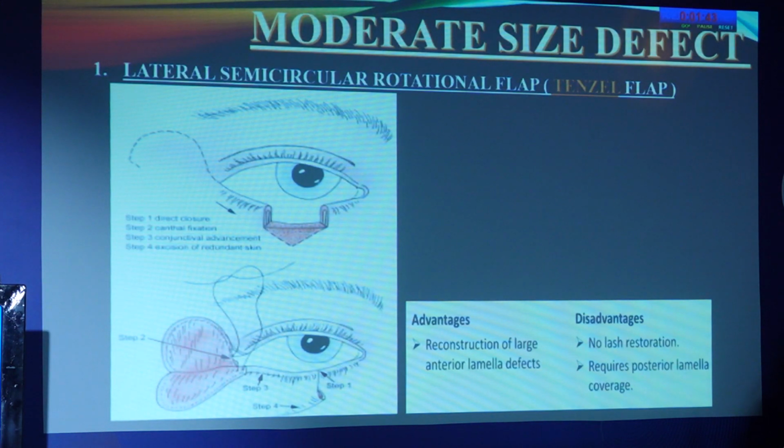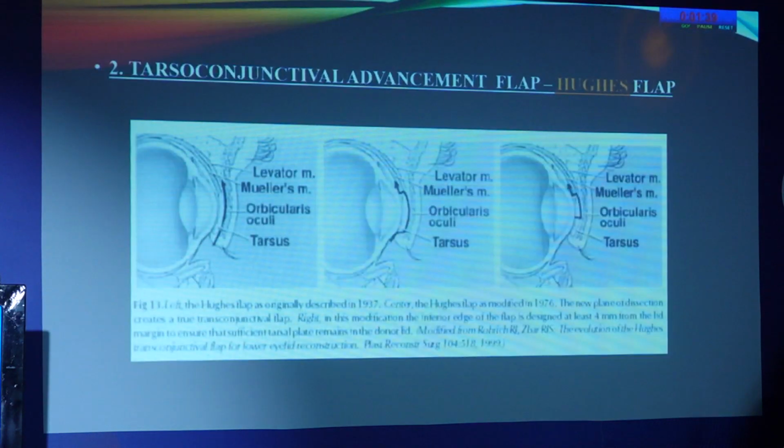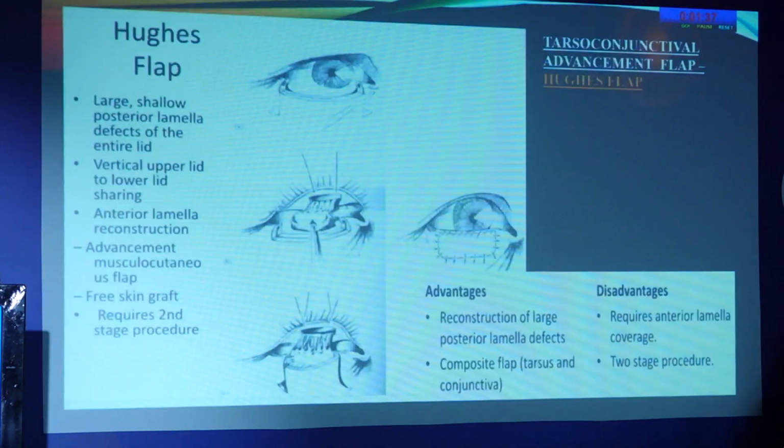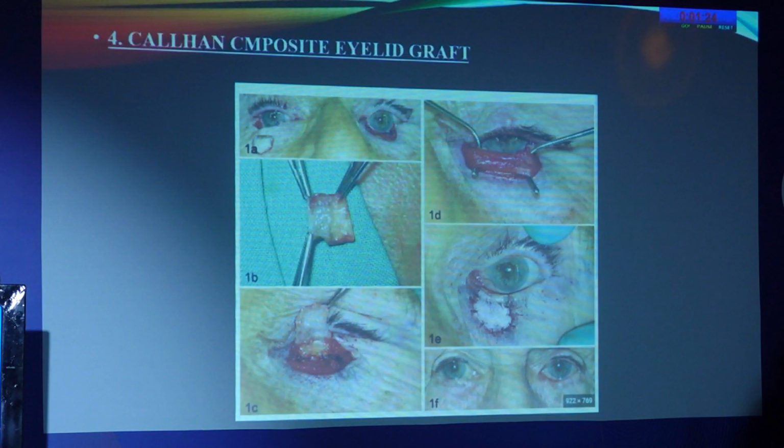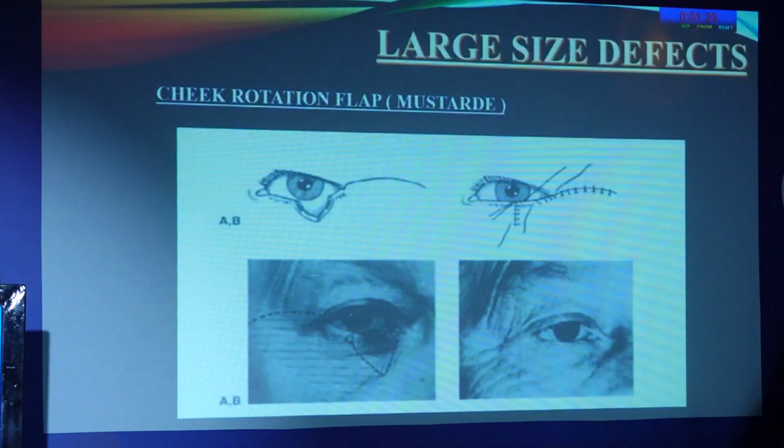Advantages: reconstruction of anterior lamellar defects. Disadvantage: no lash restoration. Second, the Hughes flap. In this, we do a vertical upper lid and lower lid sharing. Advantages: reconstruction of large defects, composite flap. Mustarde flap is a good flap for very large defects, and it's a single stage procedure. Calhoun's composite eyelid graft: we take a graft from anywhere and just stick it in the lower lid.